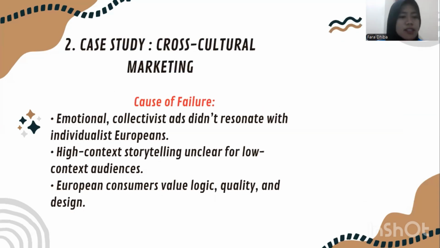And then the next case is cross-cultural communication for business. The scenario: an Indonesian furniture company, Tropical Craft, is expanding to the European market. The company's marketing team creates advertisements emphasizing family values and community spirit. However, the campaign received little attention from European audiences, who view the ads as overly emotional and lacking in professionalism.